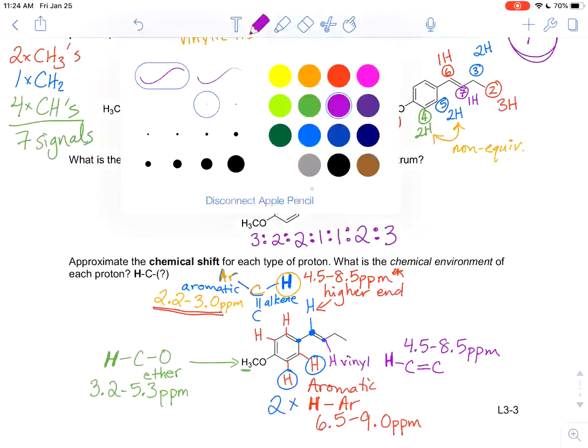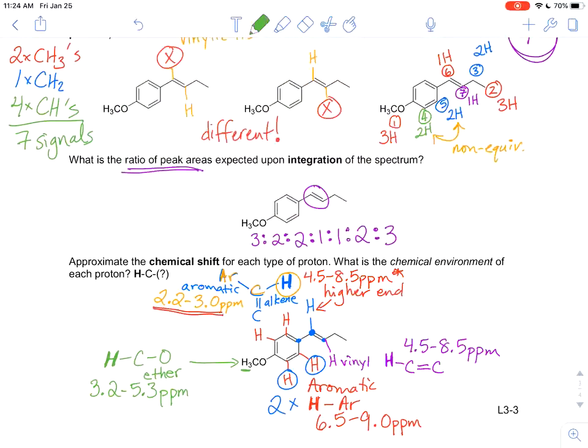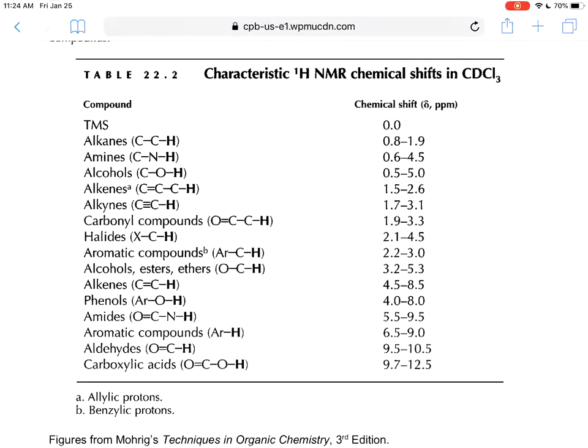Continuing on, we have these two protons here, and these two protons actually do fall in the alkene category. They are allylic, meaning they are hydrogens connected to carbons that are then involved in an alkene. So we can find those within our table. It's still in the alkene category. There's TMS, alkanes, amines, alcohols, and then alkenes with a little a, and that a stands for allylic. It's a hydrogen connected to a carbon connected to an alkene. The range is 1.5 to 2.6.